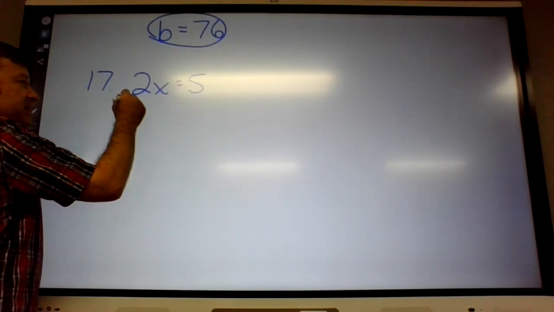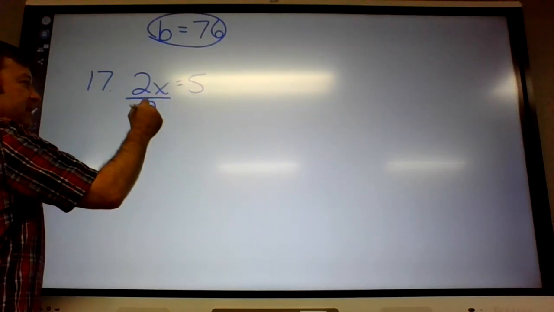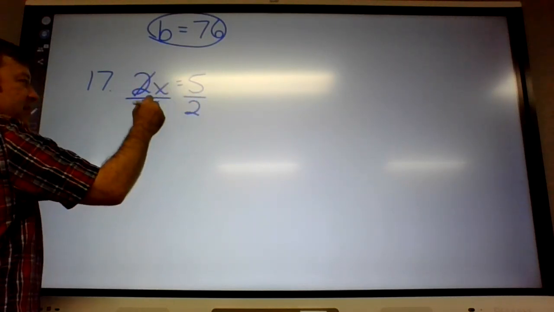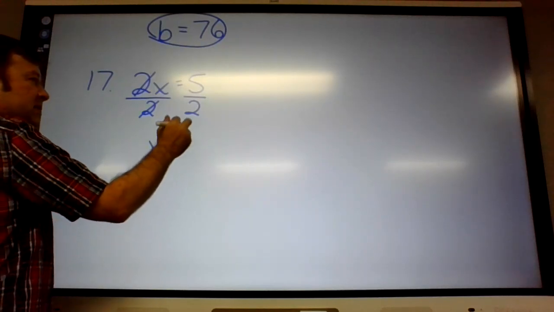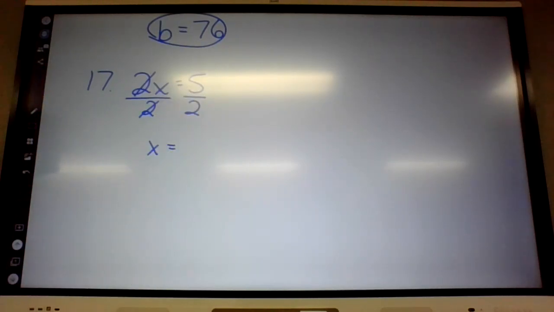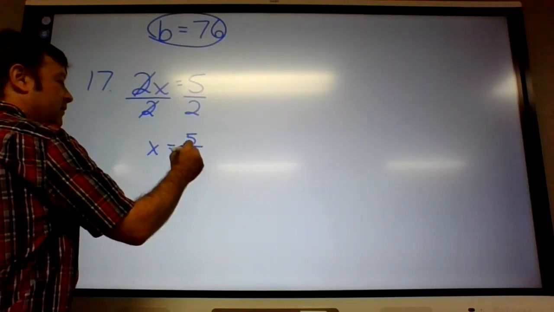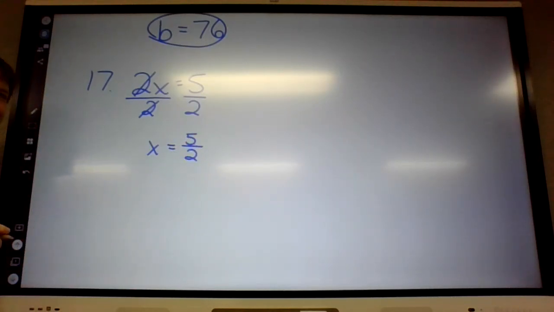Okay, to get x by itself, we're going to divide by 2, because times 2 and divide by 2 cancel out. What is 5 divided by 2? It is 2.5. What's another answer? 5 halves. 5 divided by 2 is also 5 halves.